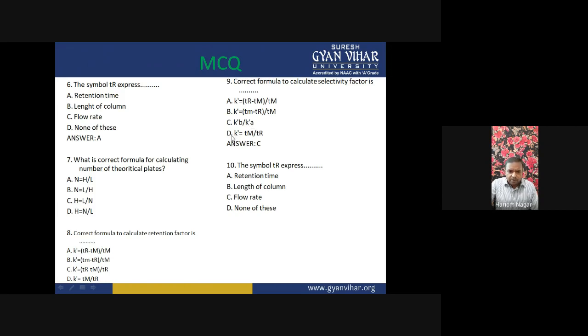And option D is k' is equal to TM upon TR. This is not correct, because the value of TM is very much less than the value of TR. Now the question number 10: the symbol TR expresses the retention time. Sorry, this is a repeated question.